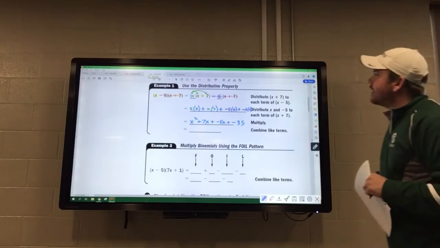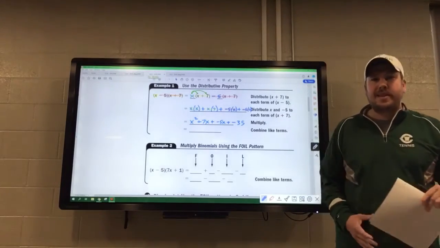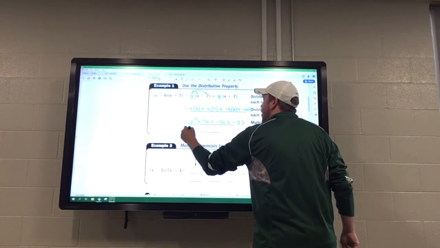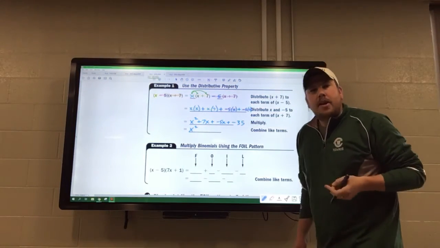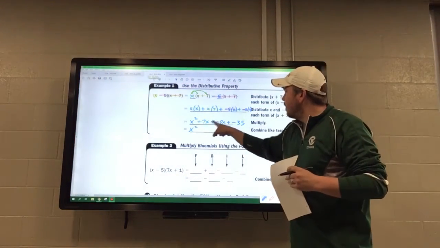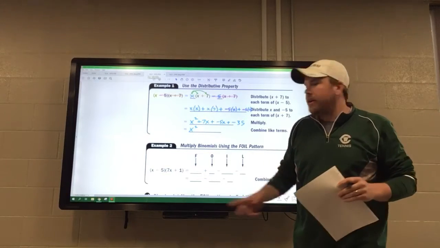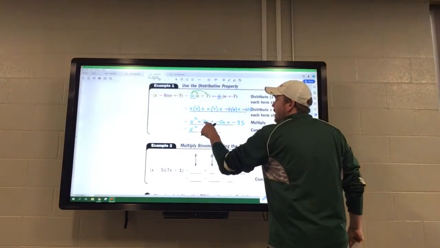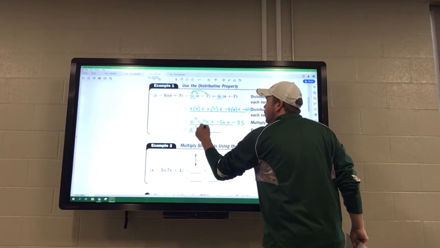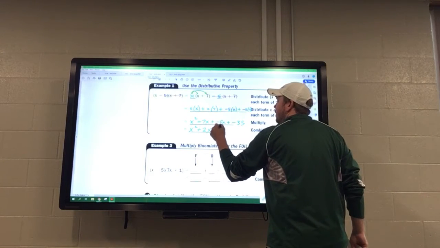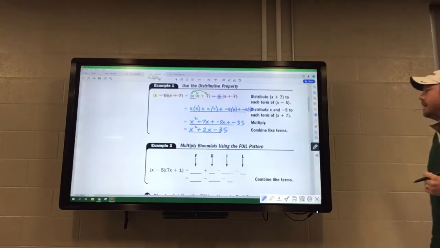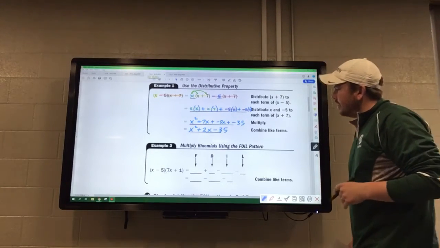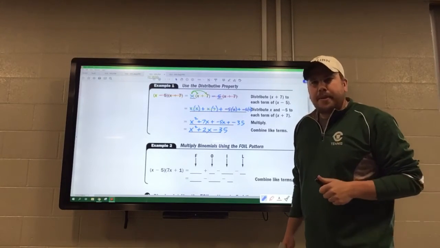And now we need to do the same thing that we did in section 10.1. We need to combine like terms. So x squared combines with nothing else, because in order to combine terms, we need to have the same variable, which we do, but it has to be raised to the same power. So x squared cannot be combined with 7x or negative 5x. We can combine 7x and negative 5x, though, to give us 2x, and negative 35 can't be combined with anything. So our final answer is x squared plus 2x minus 35. So that's using the distributive property.